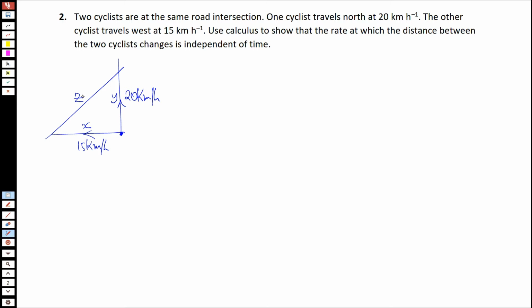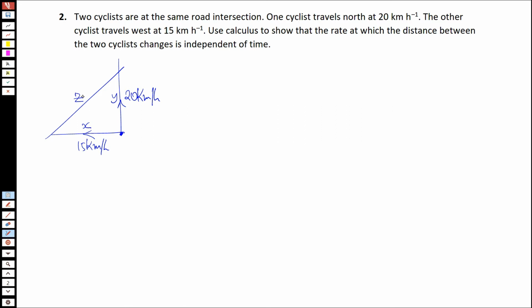So the question is, we are required to use calculus to show that the rate at which the distance between the two cyclists changes is independent of time. So basically, we are required to show that dz over dt is constant, which means it's independent of time. Okay, so what are we given in this question?